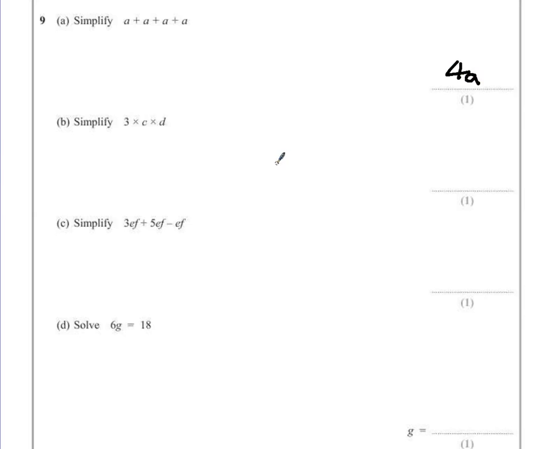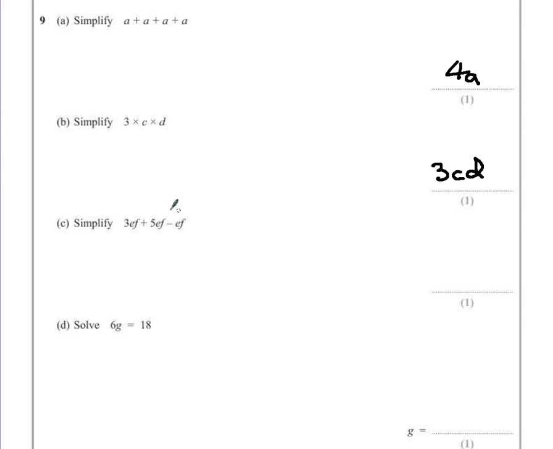Part B, simplify 3 times C times D. Well, they're different letters, so they can't be gathered together, and the number doesn't change because it's only one number. But we generally don't write a multiply symbol between different parts of an algebraic term, so therefore we would just write this as 3CD, removing the multiply symbol from between each character.